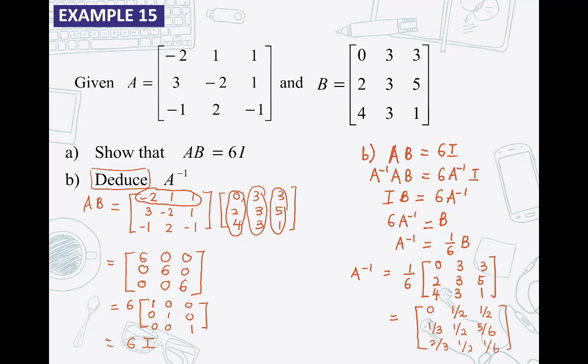When you deduce, you do not go and find A inverse. You use the information before. The information before is AB equals 6I. Usually that is your first step, okay, to deduce. Okay, students. So this is on using properties to find A inverse. So this whole step here is actually property. Okay. So I hope you understand this.